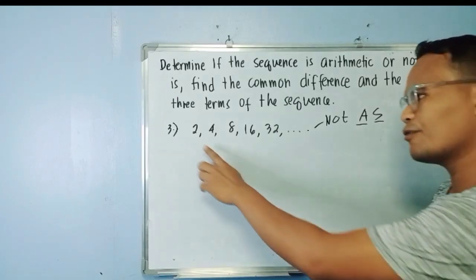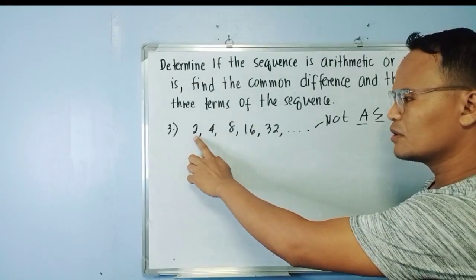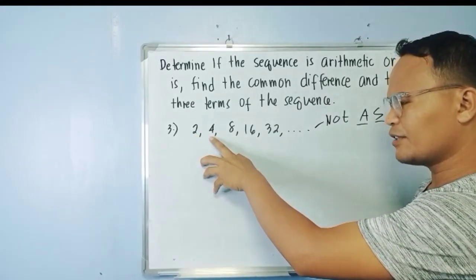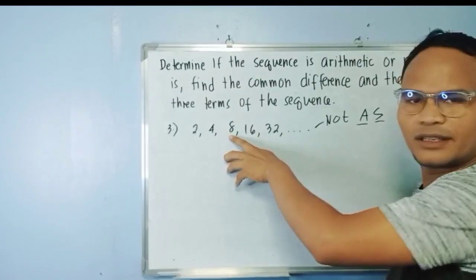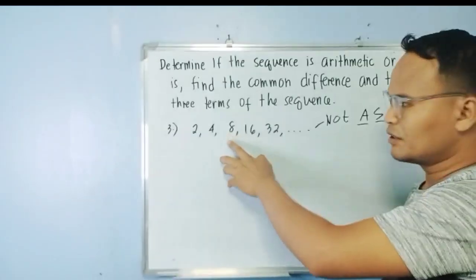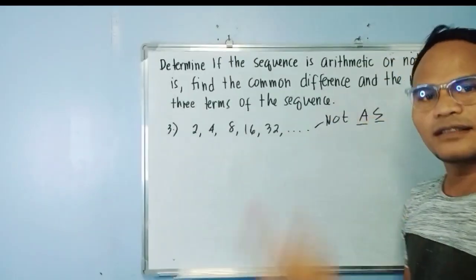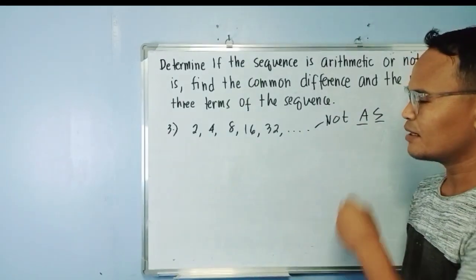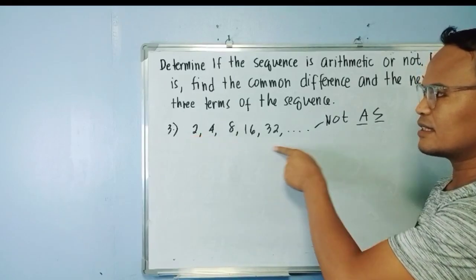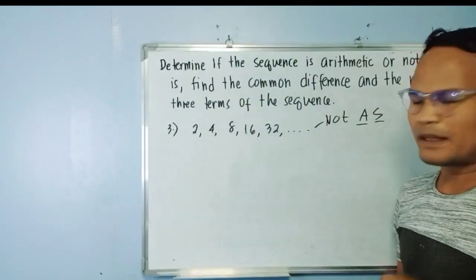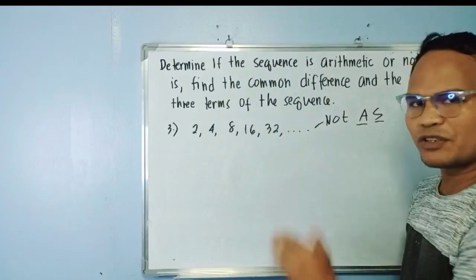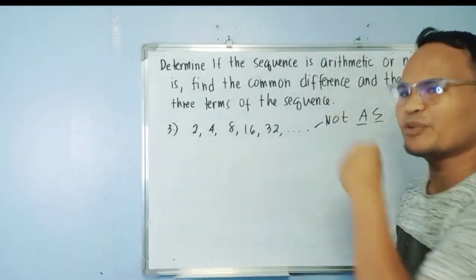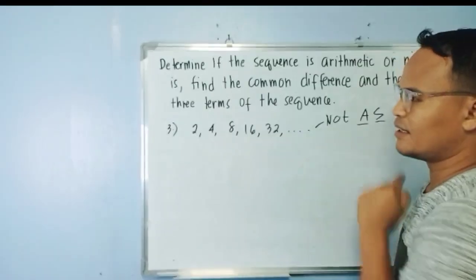Okay. For example, if we add 2 to 2, 2 plus 2 is 4. If we added 4 by 2, the result is 6, but the next term here is 8. So we cannot say that there is a constant number added to each term to get the next term. So we do not say that this is an arithmetic sequence because we do not have a common difference. The common difference is the number that we added to each term to get the next term.